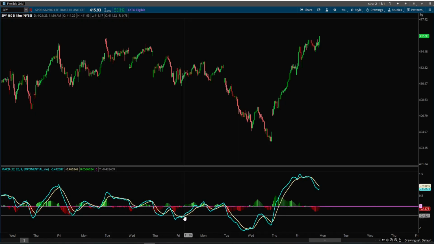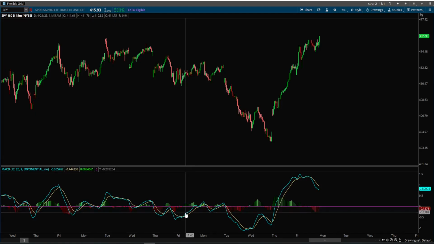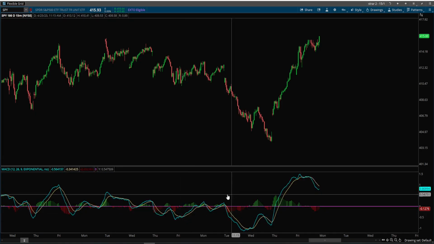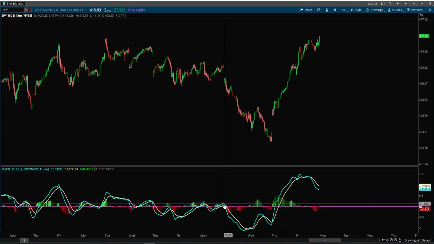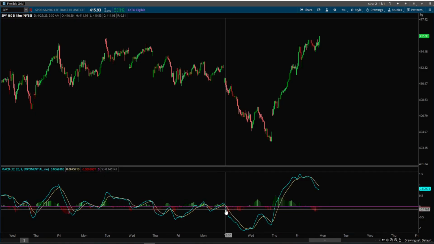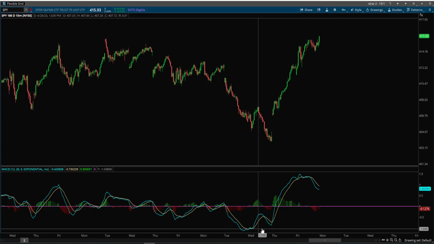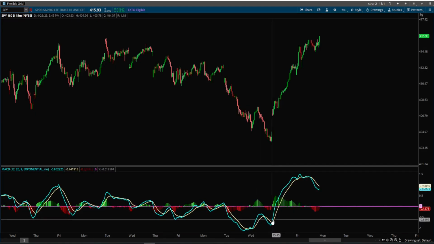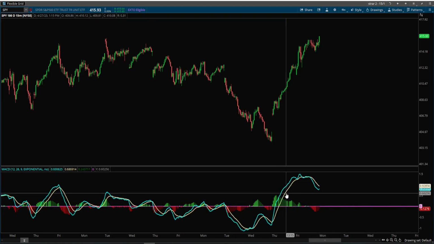So here we have a blue and white line. The blue line is a faster EMA and the white line is a slow EMA. So when the blue line crosses to the downside, below the white EMA, that is a representation of a bearish trend reversal. And when the blue crosses above the white to the upside, it is a signal of a bullish trend reversal.